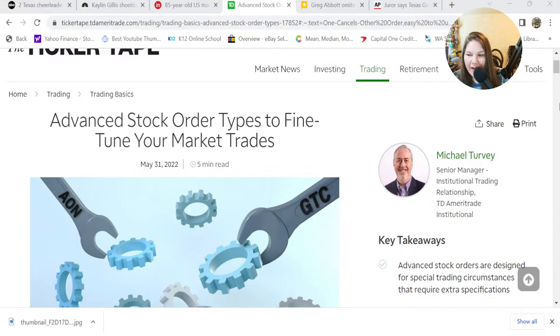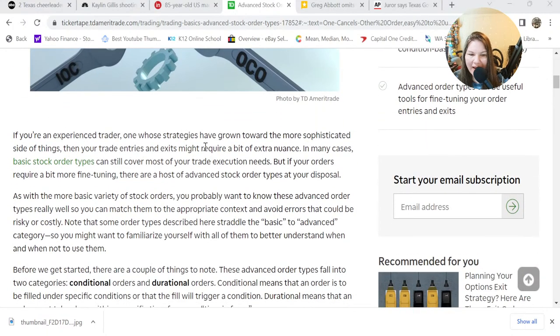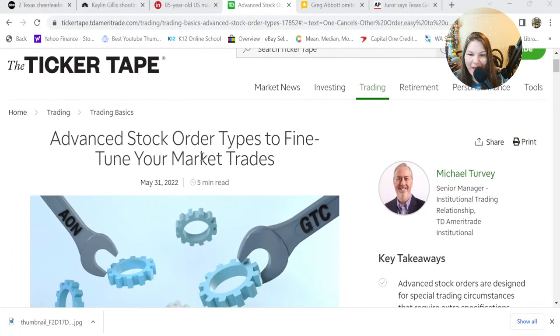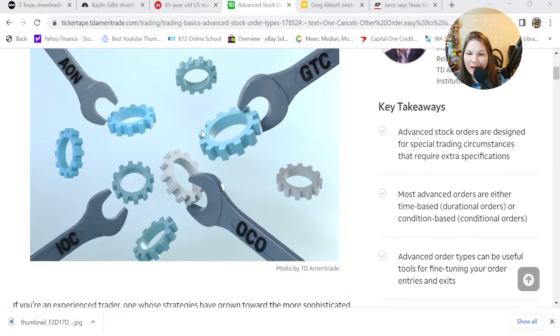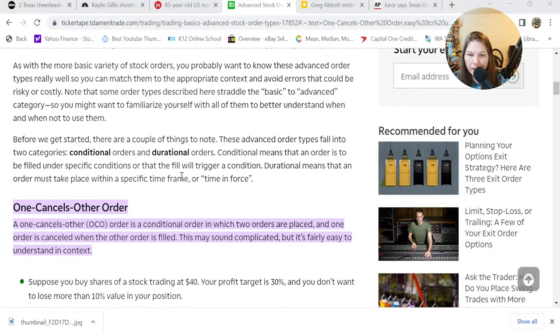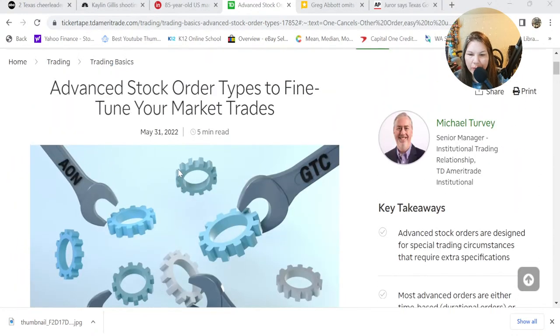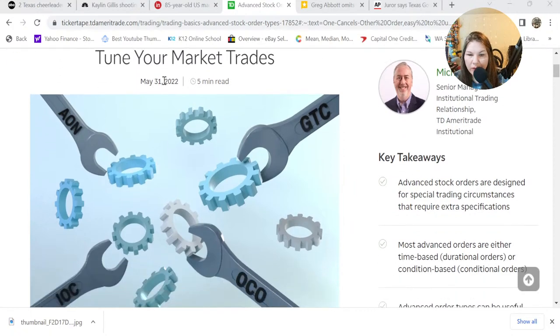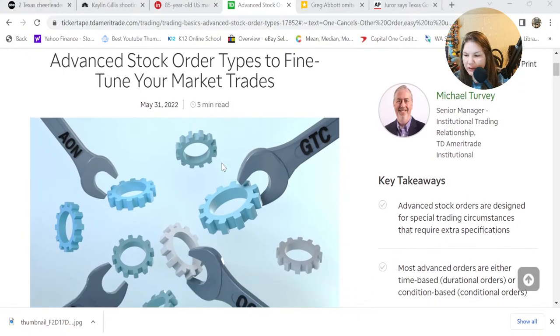I told you yesterday to find out what an OCO order is, one cancels the other. And we are going to learn about that today. That is an advanced stock order. So we learned about market orders and limit orders and limit stops and stop orders and stop losses, but we did not learn yesterday what an OCO is, a one cancels other order. Okay, so let us read this. Michael Turvey, he's a senior manager over at TD Ameritrade, you know. And he wrote this wonderful article back in May of 2022. It's just a 5-minute read.